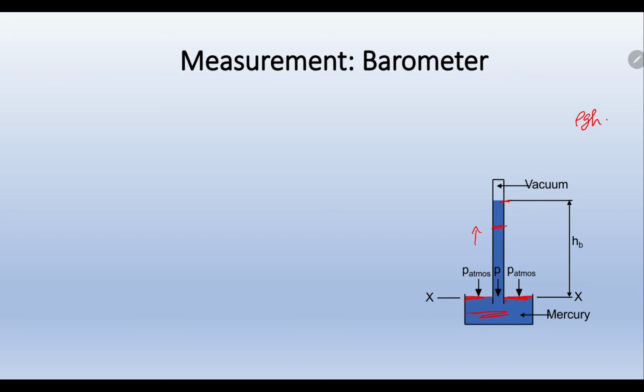Yes or no? It is exactly the same as rho g h, my dear people. So how do we calculate the pressure in this tank? We just use this height. So pressure equals rho g hb, where hb is nothing but the barometric height. It is as simple as that.